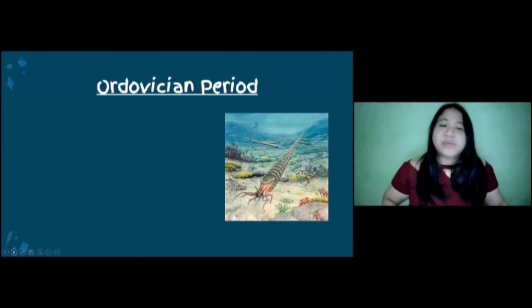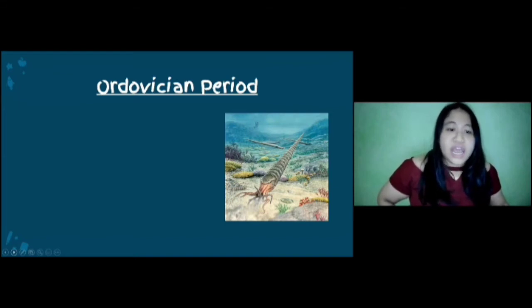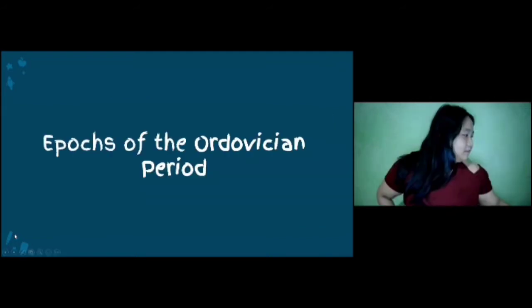Ordovician period. The Ordovician period, in geological time, is the second period of the Paleozoic era. It began 485.4 million years ago, following the Cambrian period, and ended 443.8 million years ago, when the Silurian period began. Ordovician rocks have the distinction of occurring at the highest elevation on Earth, the top of Mount Everest.